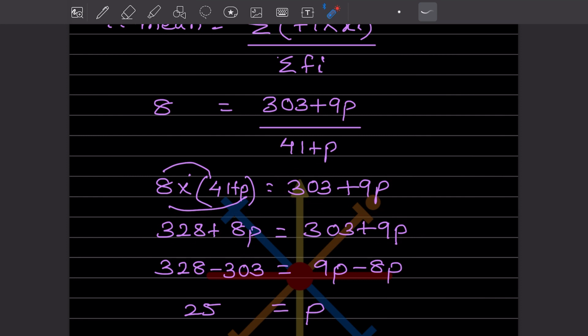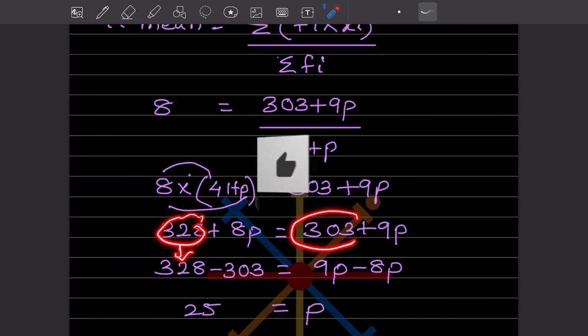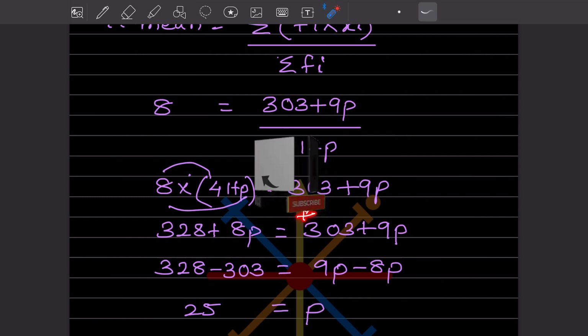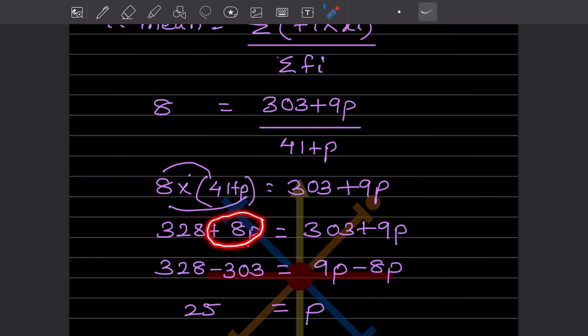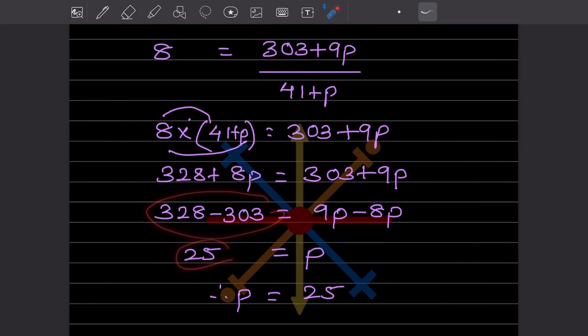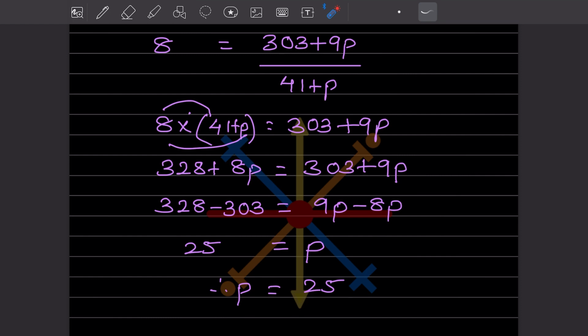Now let us keep the variables on one side and the constants on the other. Constant means without a variable; p is the variable here. So this 328 and this 303, you bring to the left hand side. This is plus, so it is going to get subtracted. 9p is on the right hand side, keep it as it is. You have to go along with the sign: this is plus, so when it goes to the other side it is going to be minus 8p. This is very important. Now when you subtract, you get 25, and 9p minus 8p is going to be 1p.